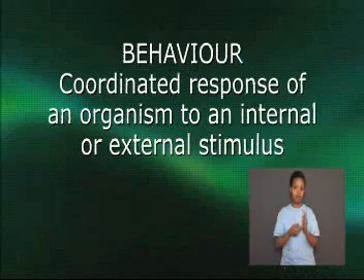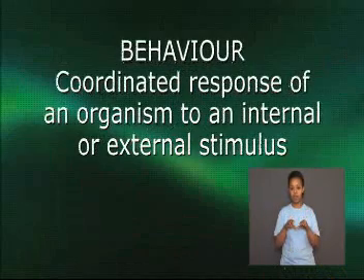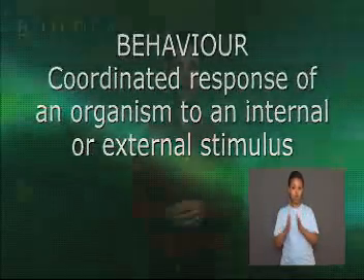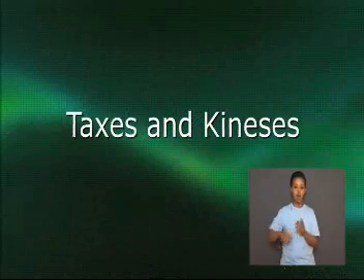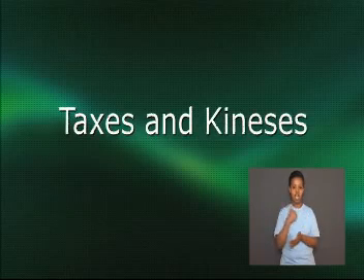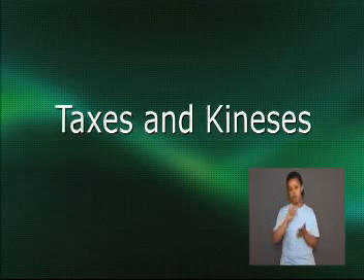Behavior is defined as the coordinated response of an organism to an internal or external stimulus. As we learned in our last lesson, plants are equipped with ways to respond to stimuli. This enables the plant to grow and develop in their environment. Some responses in simple animals are similar to those in plants. Two different types of responses in simple animals that we will be learning about today are taxis and kinesis.